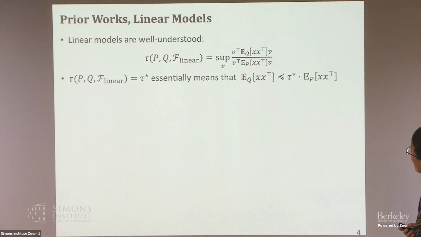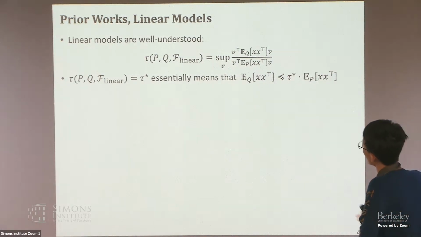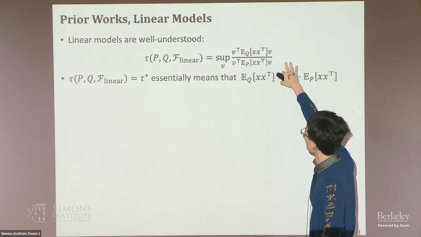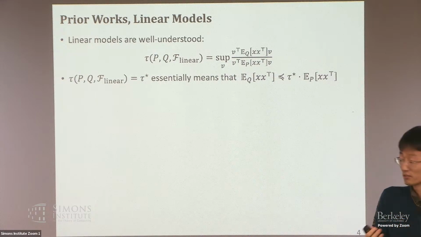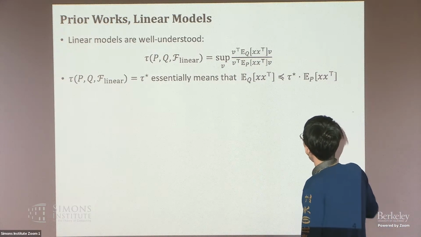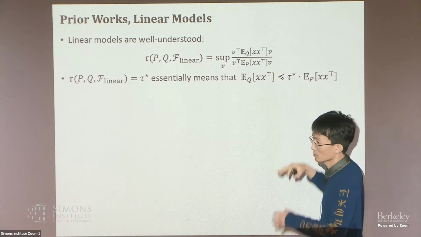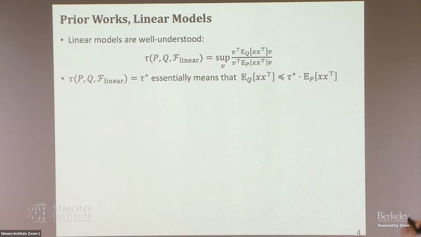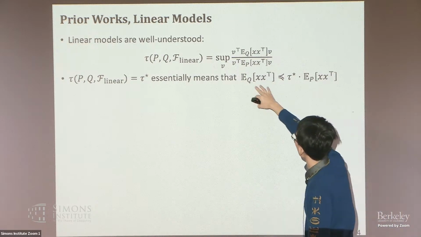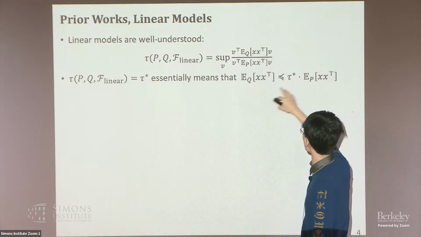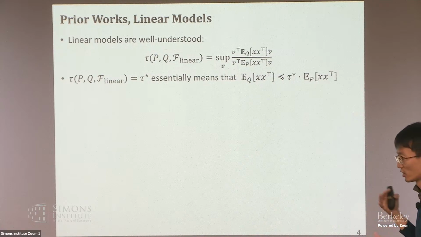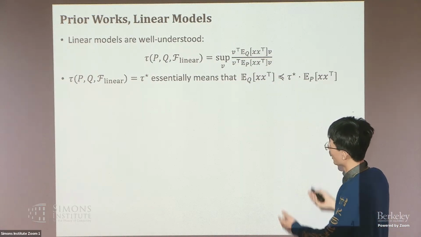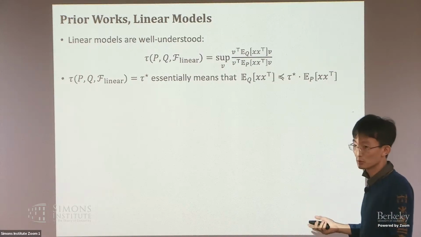For the prior works on linear models, you can say this is an equality, and then you can bound this by something about the spectrums, the differences of the two covariance matrices, right? So basically, if Q is bounded by P in terms of the covariances, then you can control this. Note that this doesn't mean the support of Q has to be a subset of the support of P. The support can have no overlap, but the covariances can have overlap or coverage in some sense. That's the blessing of the linear model.